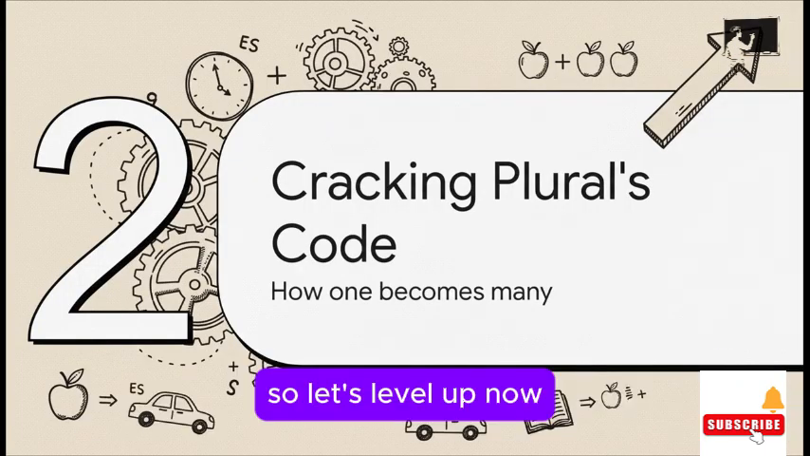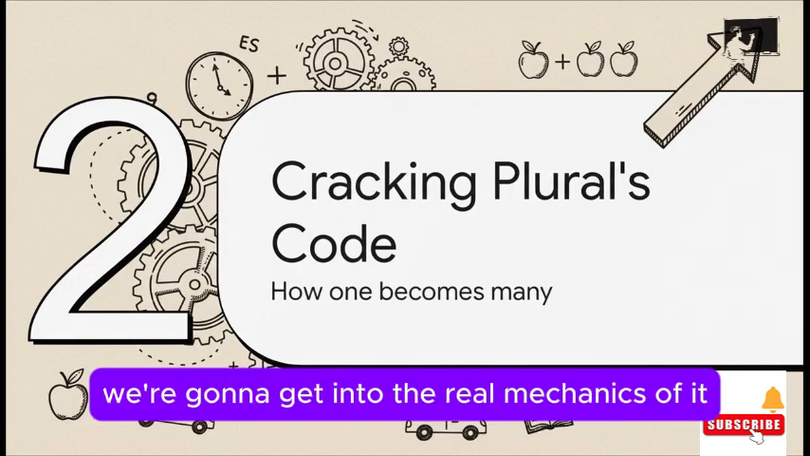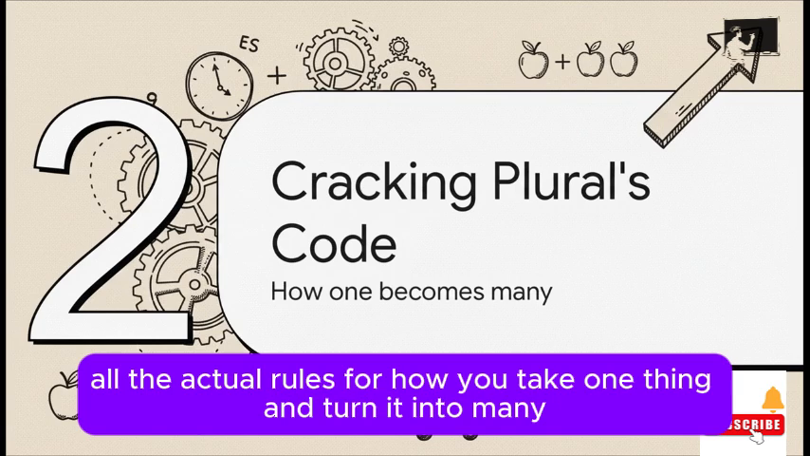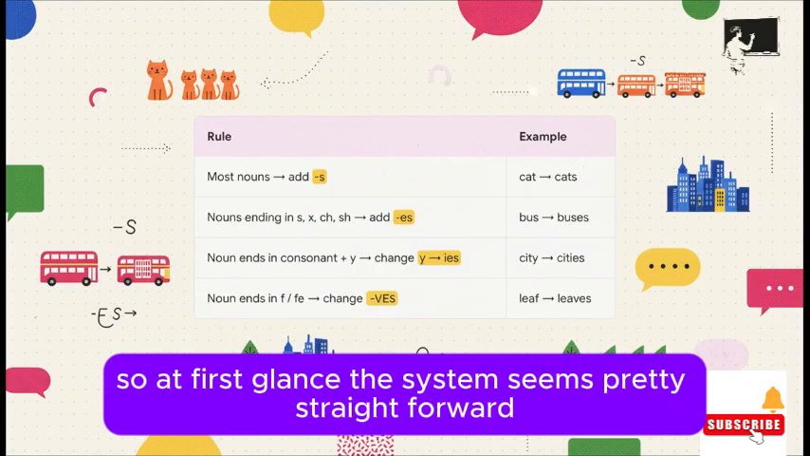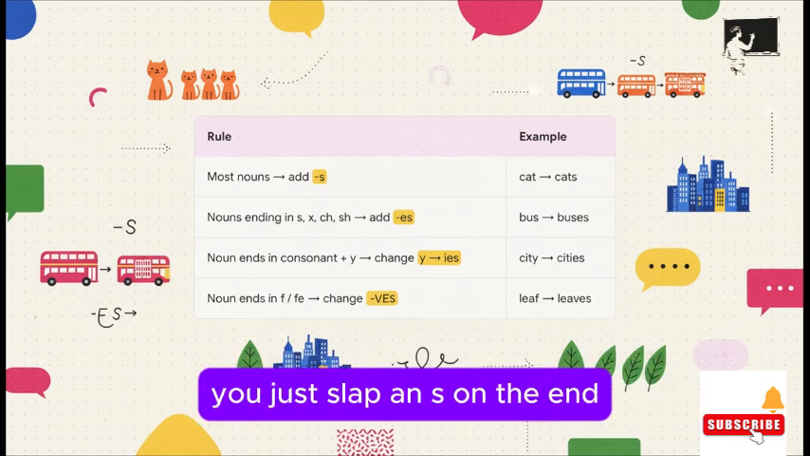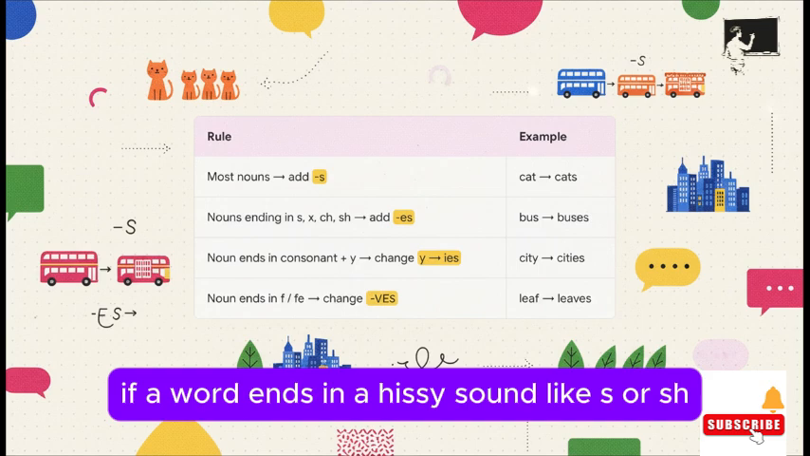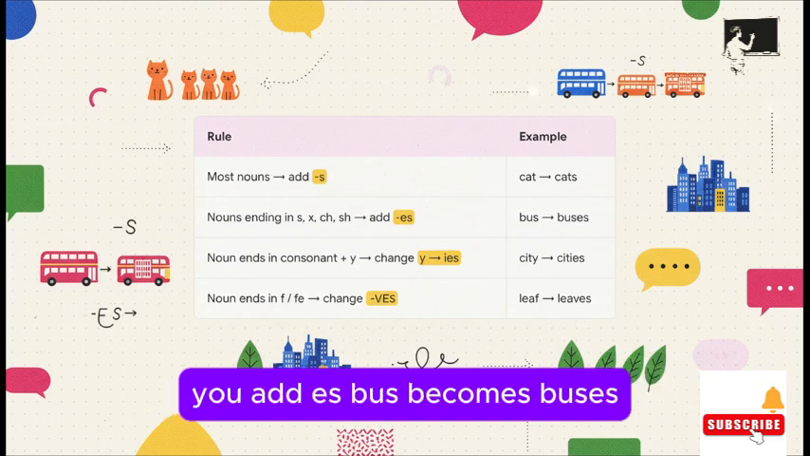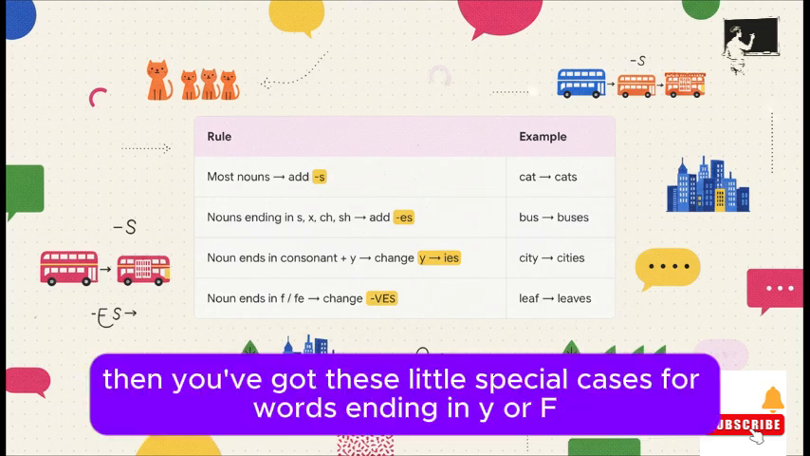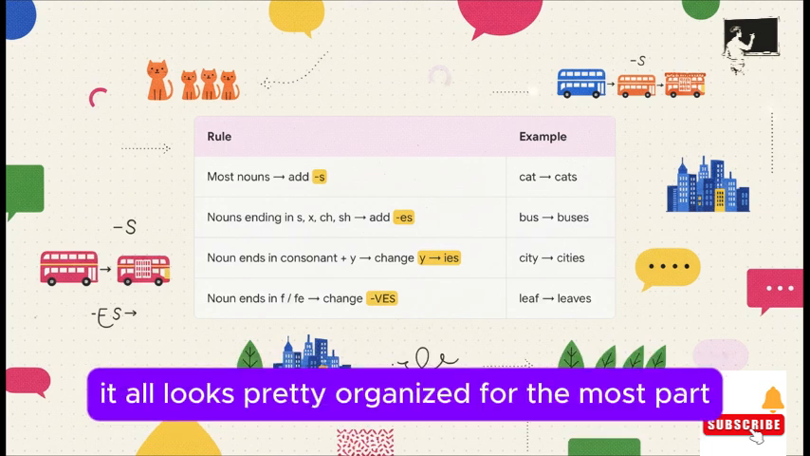Okay, so let's level up. Now we're going to get into the real mechanics of it all, the actual rules for how you take one thing and turn it into many. So, at first glance, the system seems pretty straightforward, doesn't it? For most words, you just slap an S on the end. Cat becomes cats. Easy. If a word ends in a hissy sound like S or SH, you add ES. Bus becomes buses. Then you've got these little special cases for words ending in Y or F. It all looks pretty organized, for the most part.